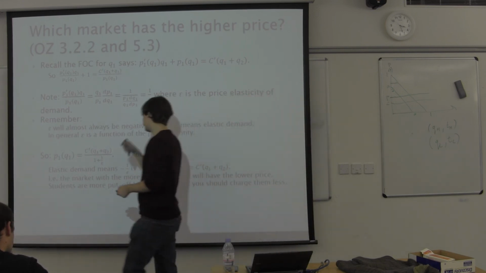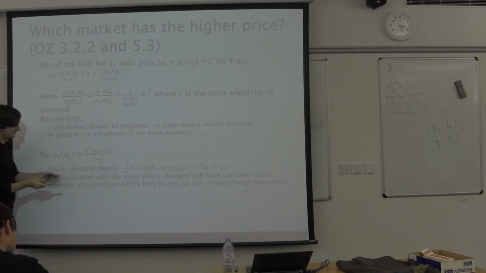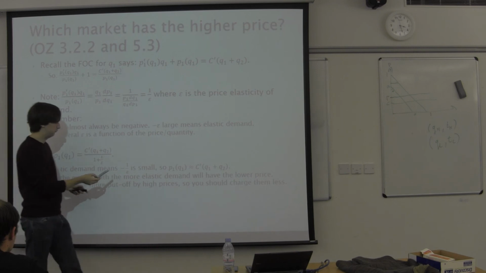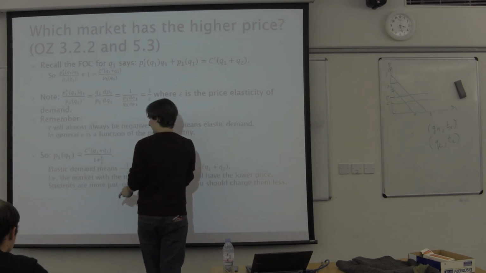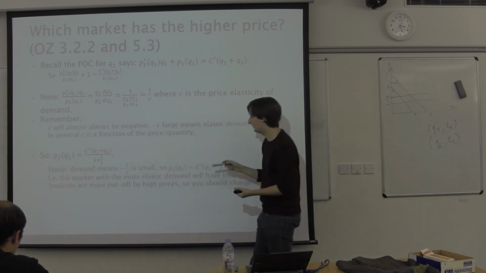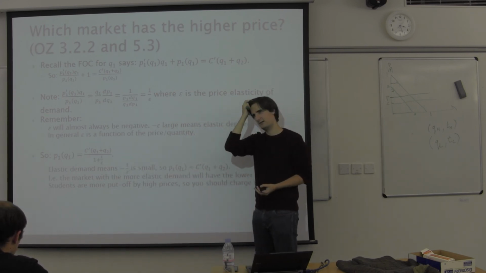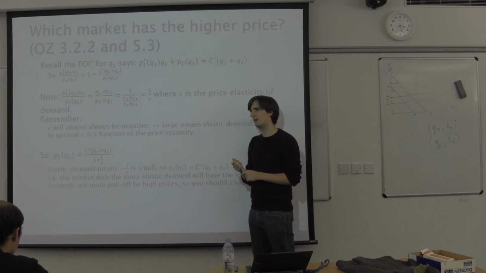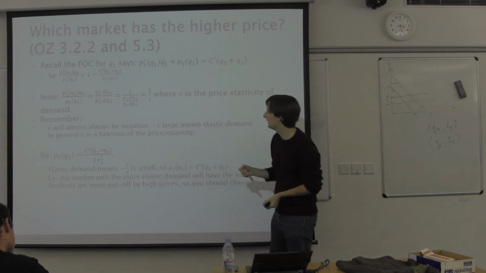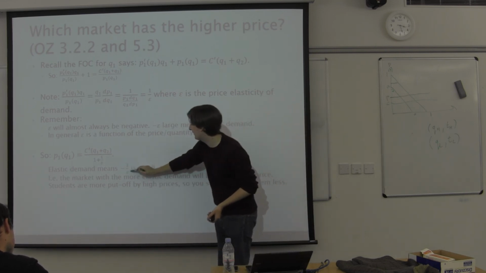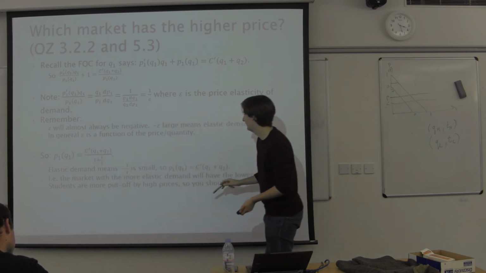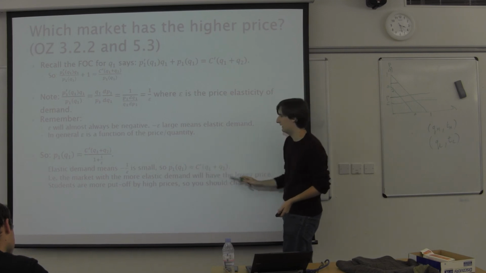So with elastic demand, minus 1 over epsilon is going to be small. Elastic demand means epsilon is large in magnitude. So minus 1 over epsilon is small, and this thing is close to 1. So price is going to be approximately equal to marginal cost.